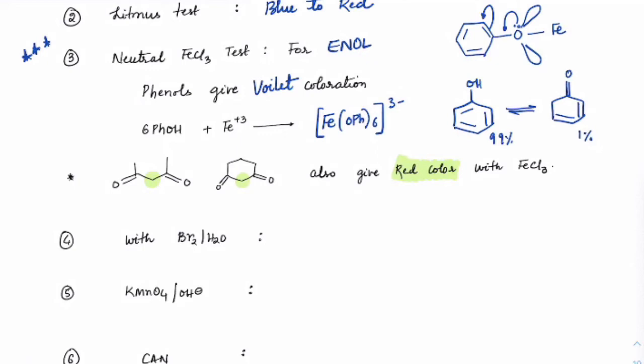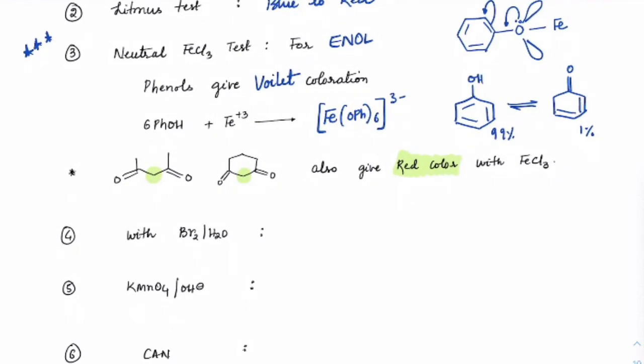So if any integer type question is framed, you will check for the stable enol or the high content of enol. So it becomes a tautomeric question, but you can relate that with Fe3+. Okay. Next, with bromine water, we have seen phenols will give a white precipitate, which is 2,4,6-tribromophenol.